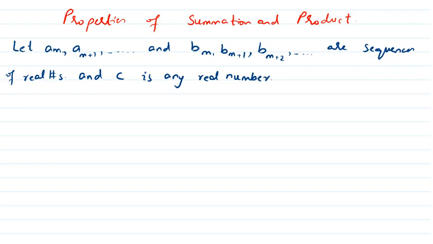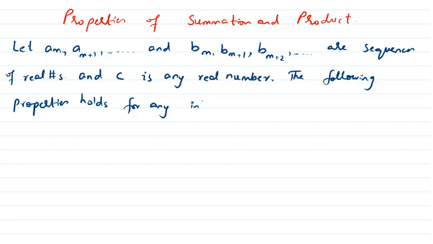वो कोई fraction number भी हो सकता है, वो कोई whole number भी हो सकता है. But it is going to have a fixed value. It is not representing a series. It is not representing a set of numbers, right? So the following properties hold for any integer n greater than or equal to m, right? So let me write these properties symbolically one by one.